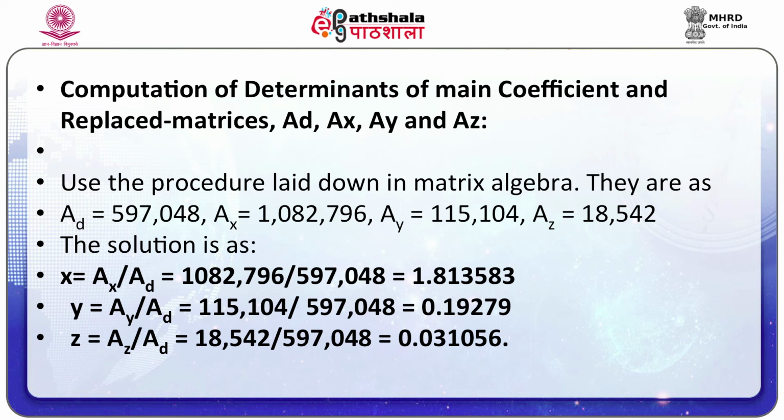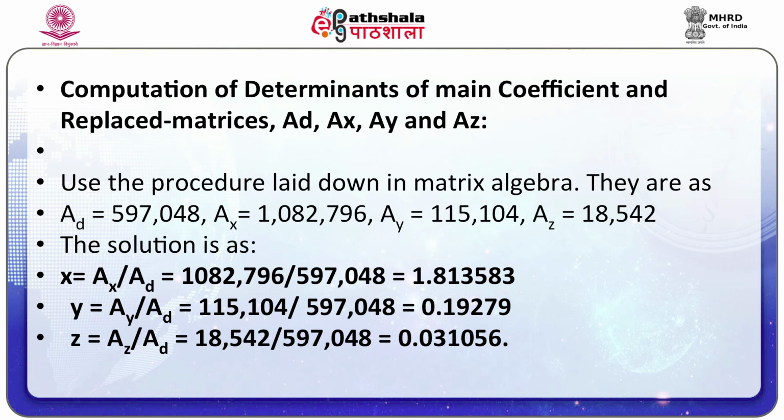In step 2, we generate replaced matrix A x, where we replace first column of matrix A by vector B. We replace second column by vector B, then we replace third column by vector B. So, we get 3 replaced matrices, namely A x, A y and A z.